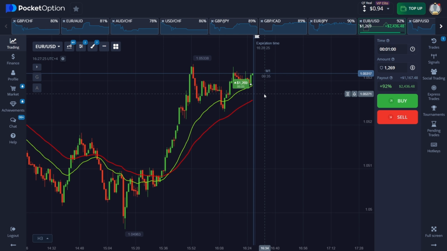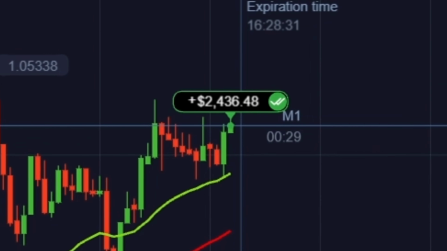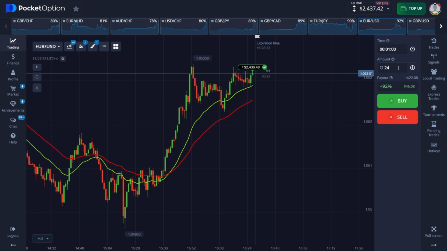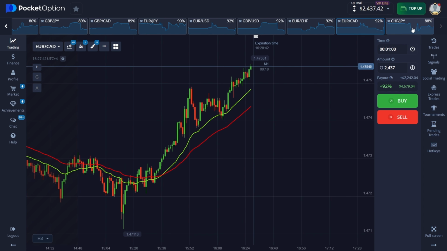Only a few seconds left, and I won another trade in this compounding session. Now my balance is at $2,437. If you use the moving average strategy in the real market, you will achieve good profits and better accuracy compared to the OTC market.